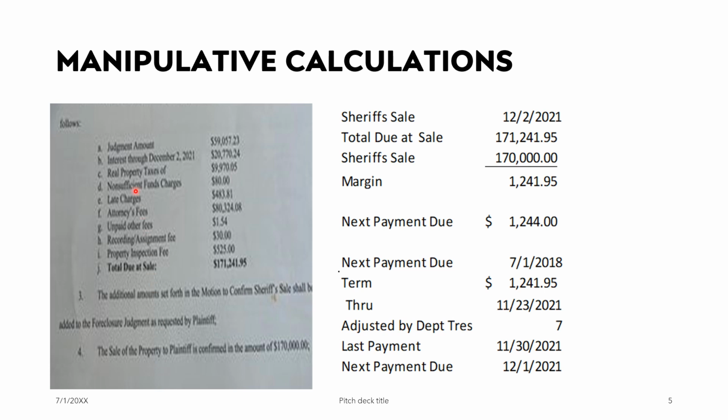Here you can see the page that was taken from the confirmation of sale. See here, the additional amount set forth in the motion to confirm sale shall be added to the foreclosure judgment as requested by the plaintiff. Well, the problem I have, if you're an attorney, please feel free to comment. All of you, if you have any comments about your own case or situation, feel free to comment. We're looking forward to hearing from you.